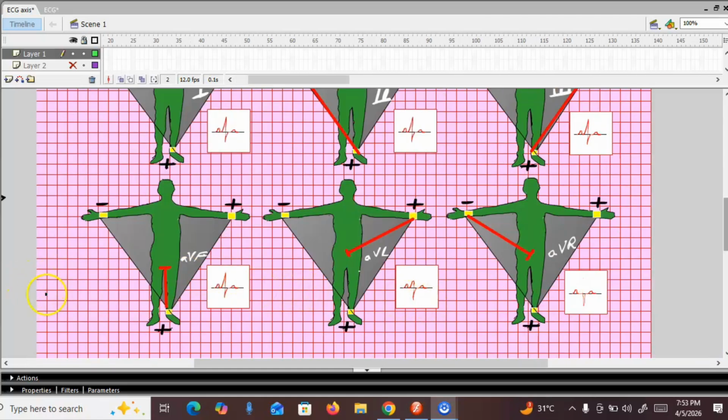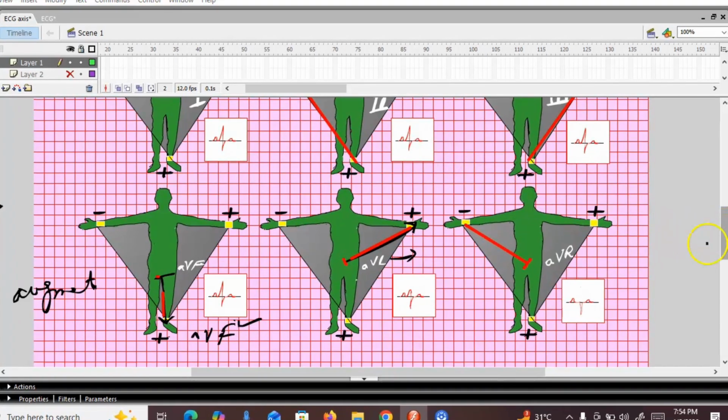If we consider the augmented leads, here the AVF starts from the pelvis, you can say, and goes towards the foot. It will be directed towards the foot. That's why it is AVF. F means foot. And AVL, from the umbilical region, you can say it is directed towards the left arm. AVL, that is the left arm. And AVR is going towards the right arm. So this is AVR. And here are lead 1, lead 2 and lead 3.